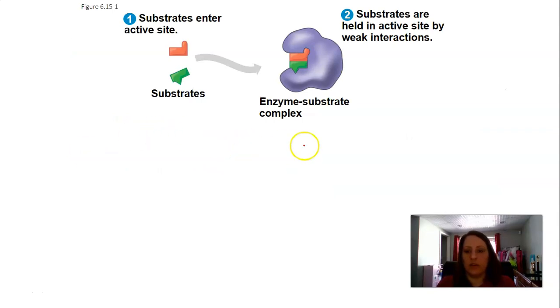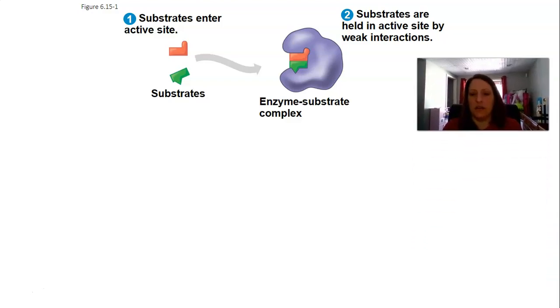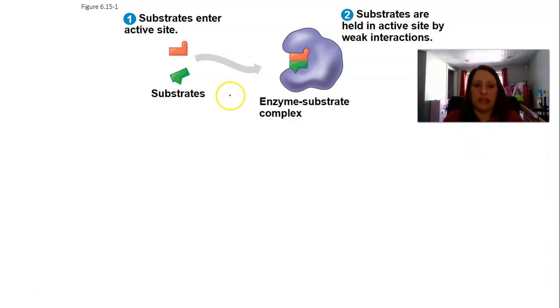Okay, so here's just a little picture showing the steps of this process. In this case, our substrates are the green and red little molecules. So we have two reactant molecules, sometimes just one, sometimes two or more. The enzyme is shown here in purple. We have the substrates that bind to the enzyme. We have the induced fit that happens. And again, that's going to be called the enzyme substrate complex.